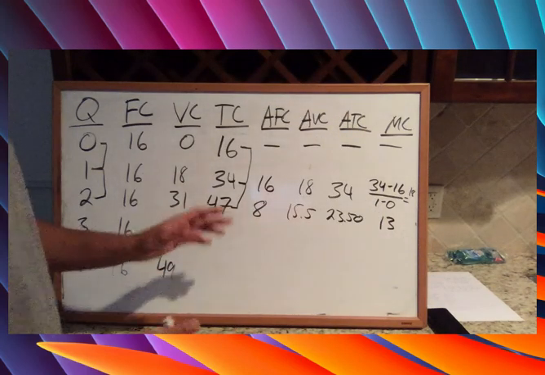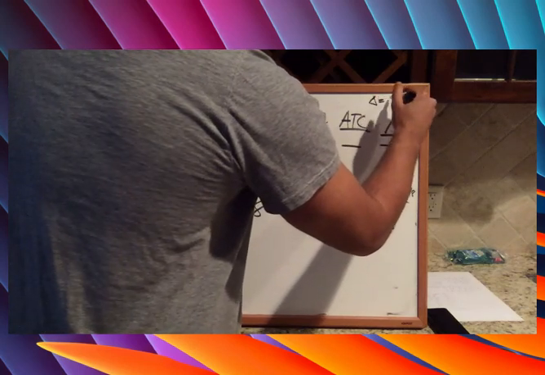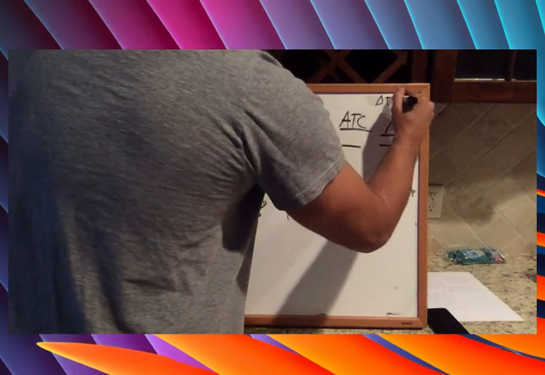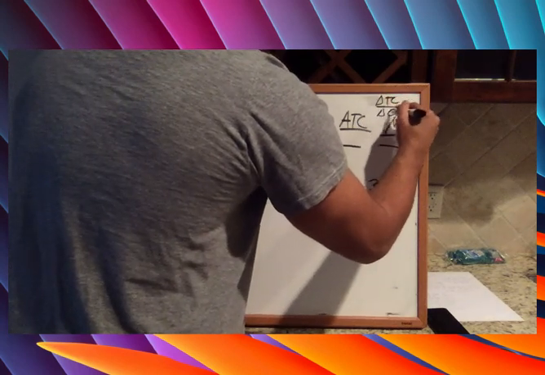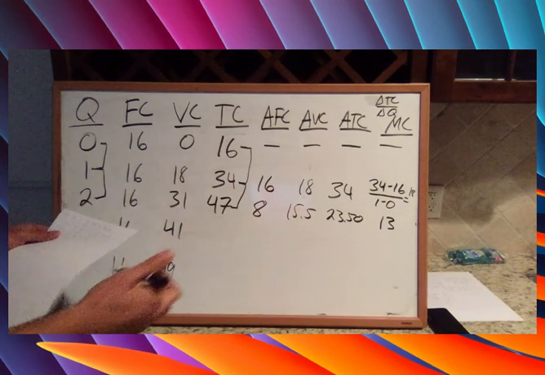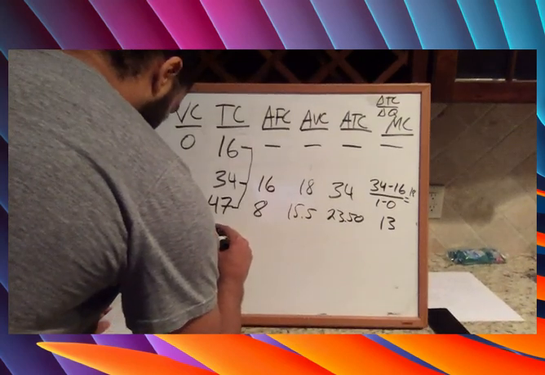Again, the formula for marginal cost is a change. It's the change in total cost divided by the change in quantity. Okay, now for the third one, what we're going to do, I'm just going to start filling out the answers to this. So if you want to go ahead and pause the video and answer the questions, you can.